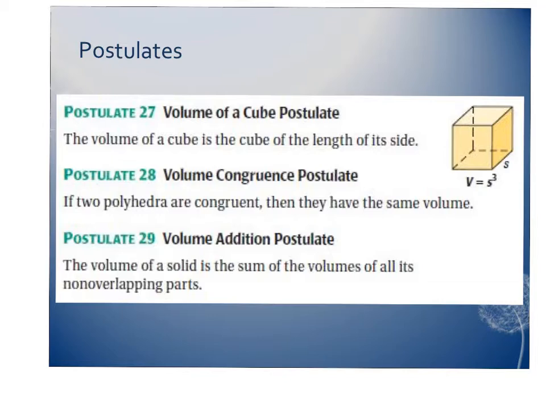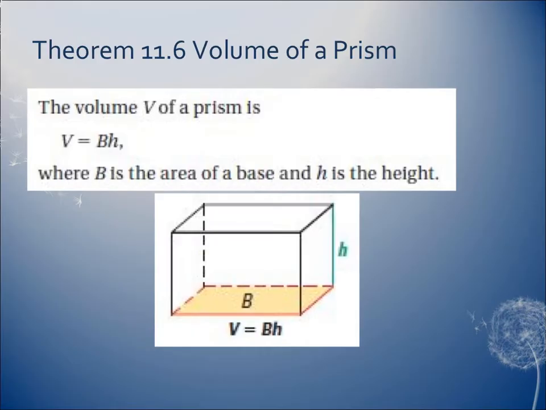The volume congruence postulate states if two polyhedra are congruent, then they have the same volume. And then the volume addition postulate is the volume of a solid is the sum of the volumes of all of its non-overlapping parts. So basically what we're going to do is just chop up the figure and then add up all the different sections of our figure to get its volume. We're going to apply the volume addition postulate, postulate number 29.